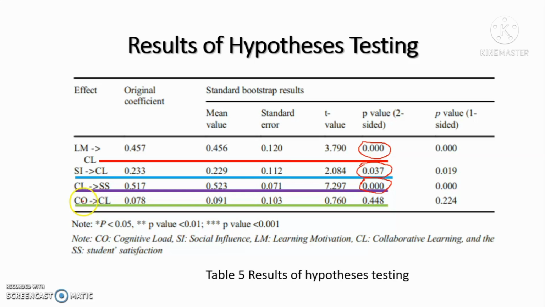Now let's see hypothesis 1. Cognitive load negatively influences collaborative learning. Now, let's find out the p value. This is the p value. 0.44 is bigger than 0.05. So it means this hypothesis, which is hypothesis 1, is rejected.